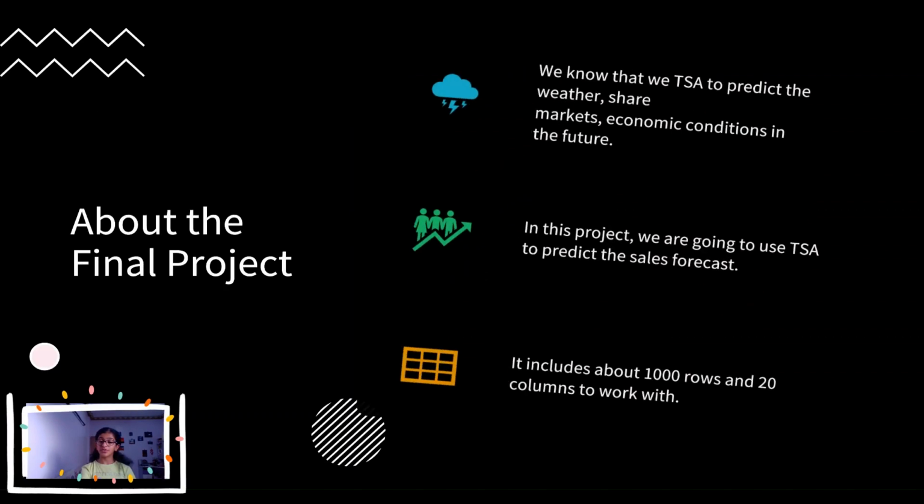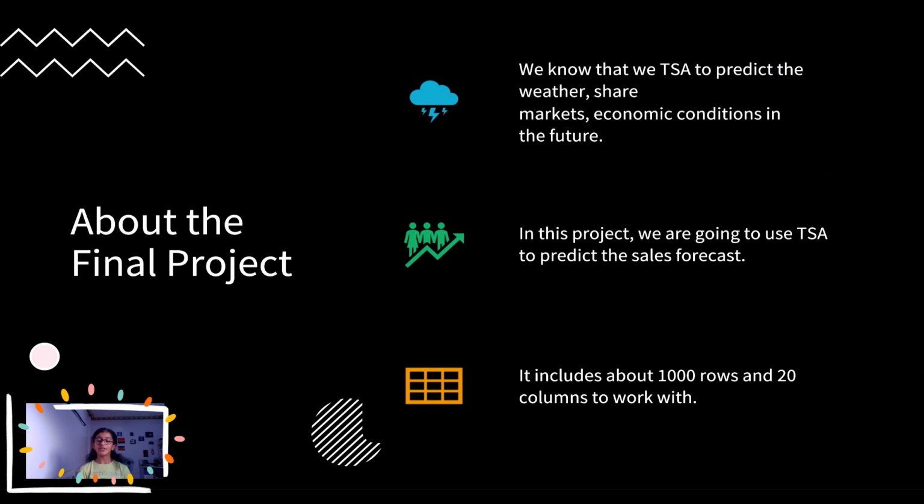So here is about the project. Now we know that we use time series analysis to predict the weather, the share markets, and the economic conditions in the future. So similarly, in this project, we are going to use time series to predict the sales forecast in the future. And we're going to use an autoregressive model as it predicts future values based on past values. Now, in this data set, I can conclude that it includes an estimated 100 rows and 20 columns to work with.